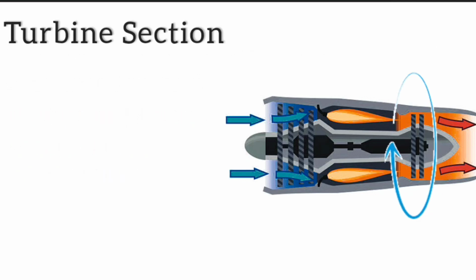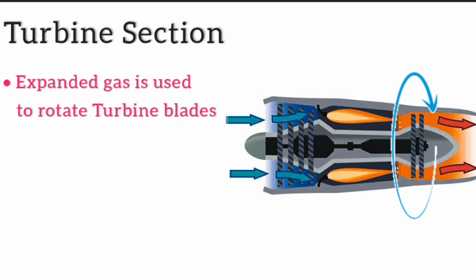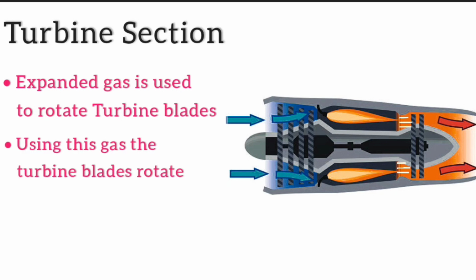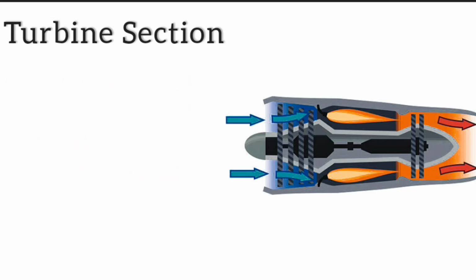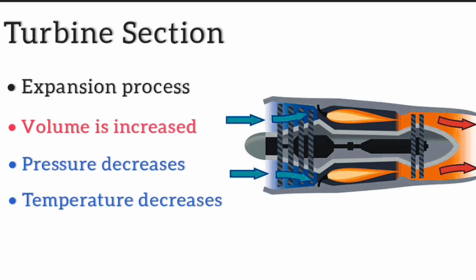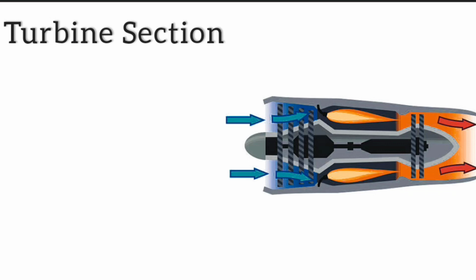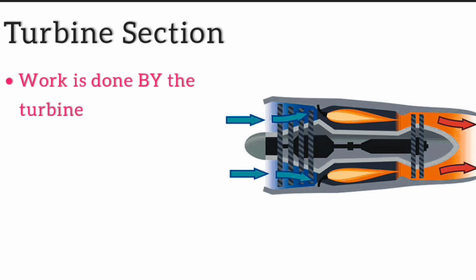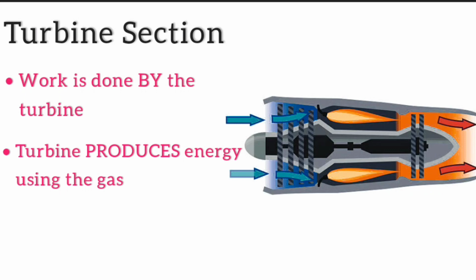Later in the turbine section, this gas is utilized to rotate the turbine blades. Since the volume of the gas is increased, this gas is then passed through the turbine section where the turbine blades rotate. It is an expansion process where volume is increased, which leads to a decrease in pressure and temperature. Here, work is done by the turbine. It means the turbine produces the energy with the help of the fluid.